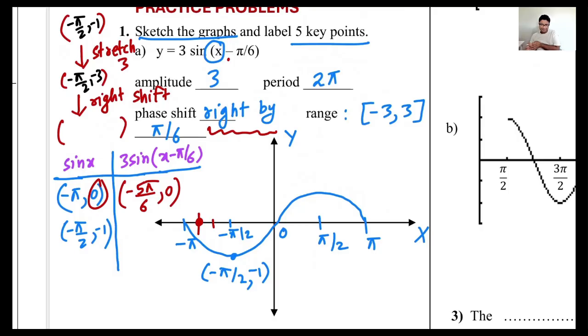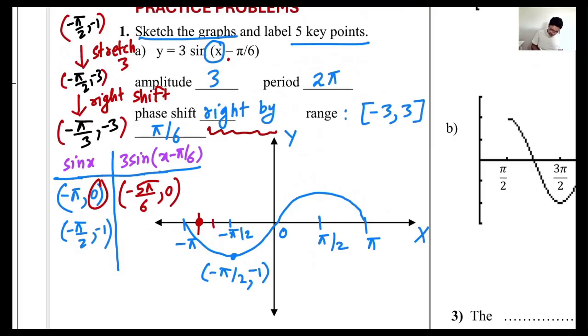I'm trying to do the calculation here. Okay. Minus 3 pi over 6 plus pi over 6. That's minus 2 pi over 6, which is minus pi over 3. Again, please do your own calculation. Okay. Minus pi over 2 plus pi over 6 will be minus pi over 3. And the vertical height is minus 3.